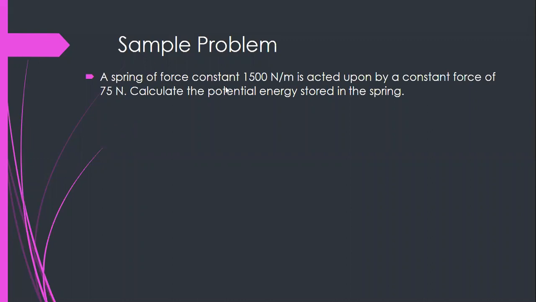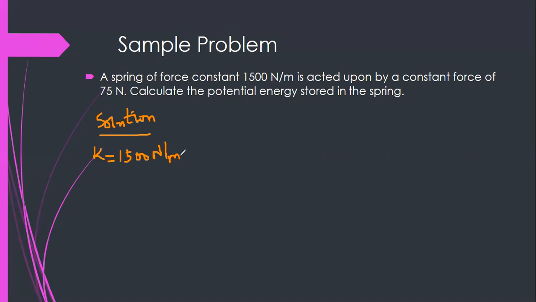A spring of force constant 1500 Newton per meter is acted upon by a constant force of 75 Newtons. Calculate the potential energy stored in the spring. Okay, so as usual, we write out our parameters for easy calculation. So let's look at the parameters that we have. We have our spring constant, which is giving us 1,500 Newton per meter. So we write it out.